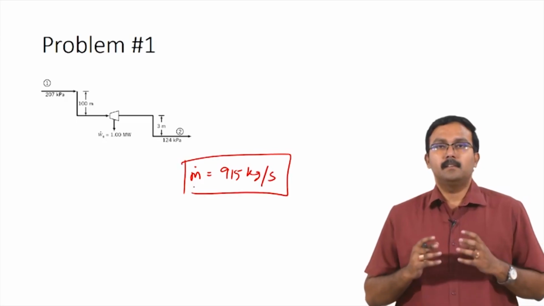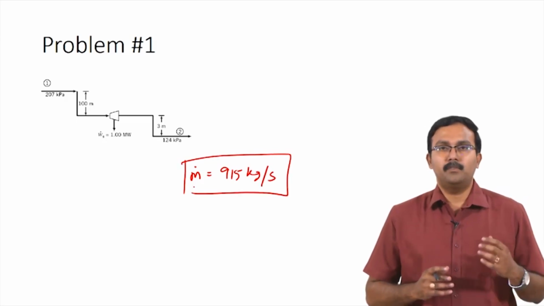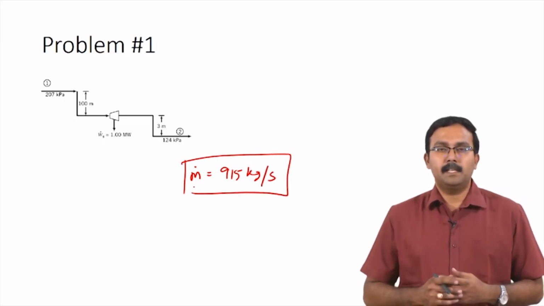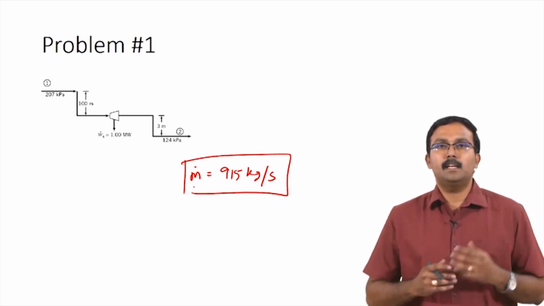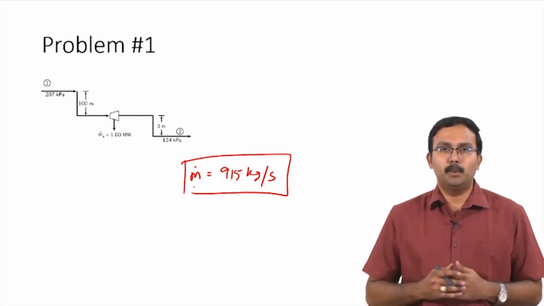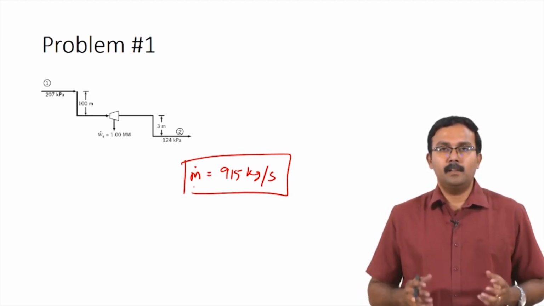So, when 915 kilograms of water flows through the turbine per second, you would be able to generate 1 megawatt of shaft work. With this, we have solved this problem.